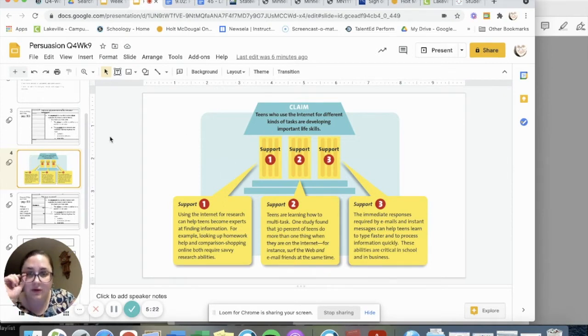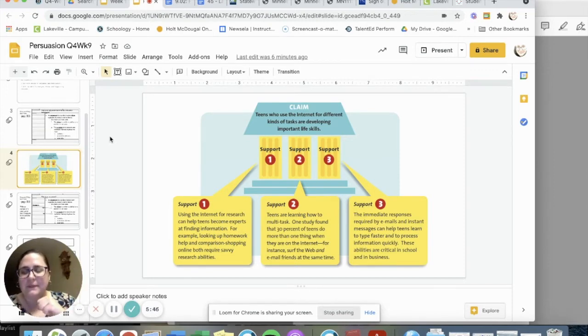Teens who use the internet for different kinds of tasks are developing important life skills. Well, that's all of you guys, right? You are using the internet for different kinds of tasks. And this individual is claiming that by doing that, you are developing important life skills. All right, so there's our claim, right? There's our thesis statement. There's our statement of what we're doing, right?